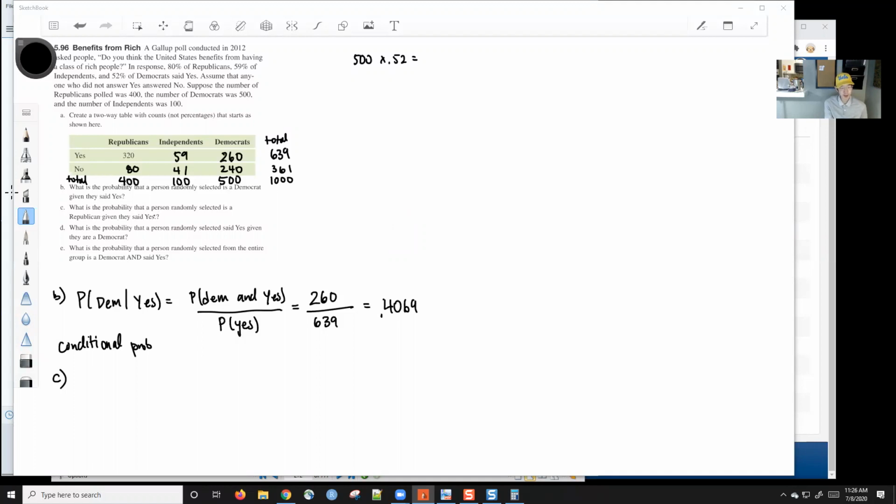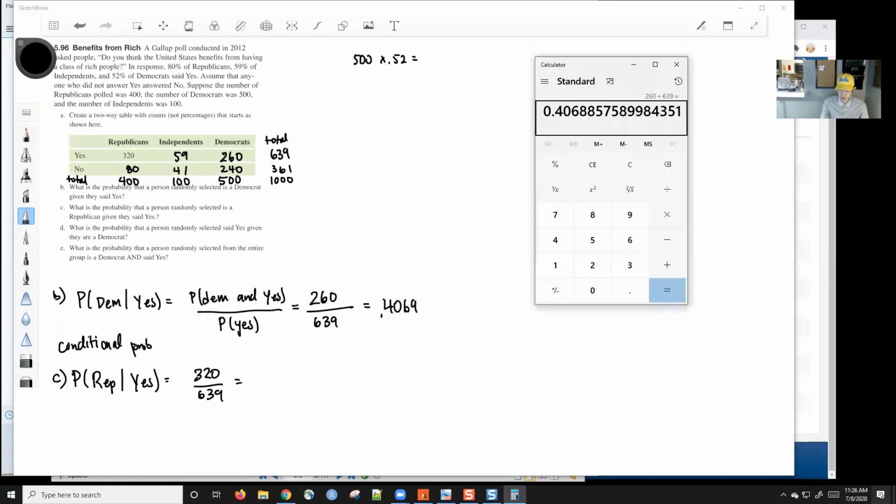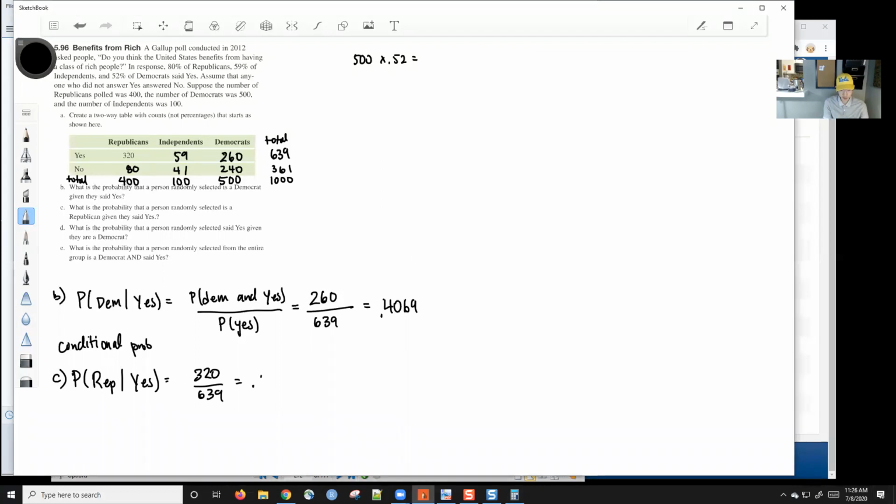So what's the probability that a person randomly selected is a Republican given that they said yes? Here we're going to say probability of Republican given yes. This will be basically 320 divided by 639. That's something around 50%, 50.08, 0.5008.